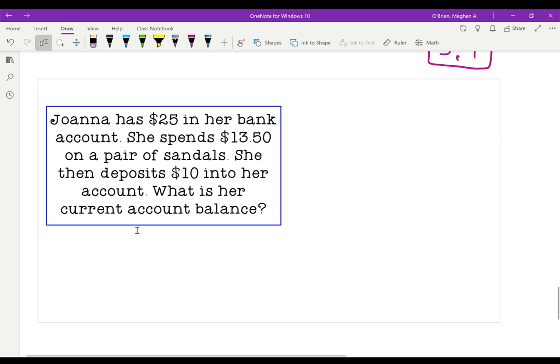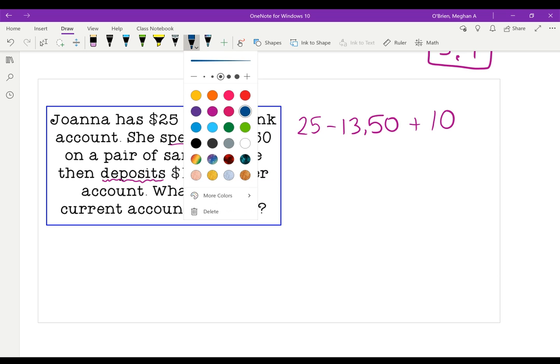Okay, let's take a look at Joanna. Joanna has $25 in her bank account and she spends $13.50. So she starts off with $25. She spends $13.50, so it's taking away or adding a negative, on a pair of sandals. She then deposits, that's a positive, $10 into her account. What is her current account balance? Let's do this one thing at a time to see what happens.